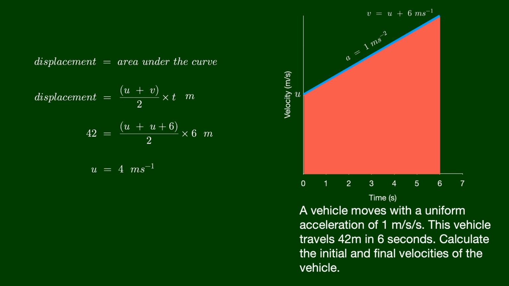Now make U the subject, and solve the expression to arrive at a value for U. Using this expression, we can find the value for the final velocity. Substitute the value for U, and calculate the value for the final velocity. I hope this explanation was clear. Let's look at the next problem.